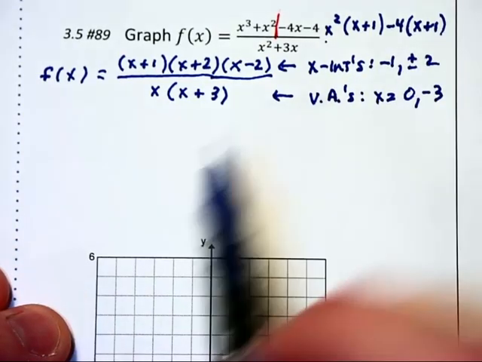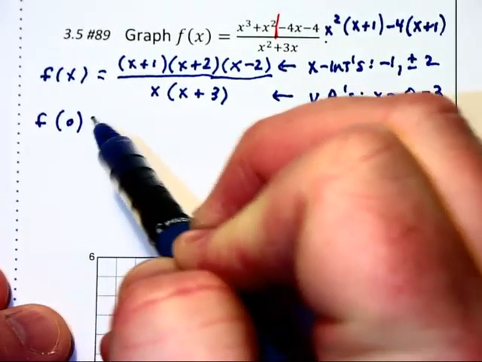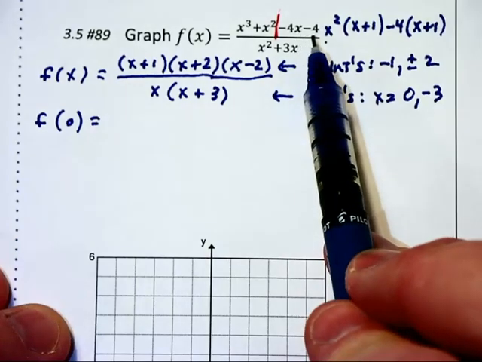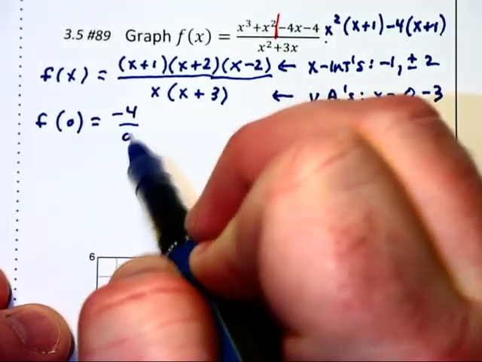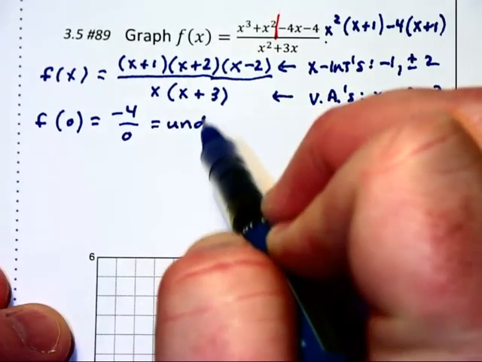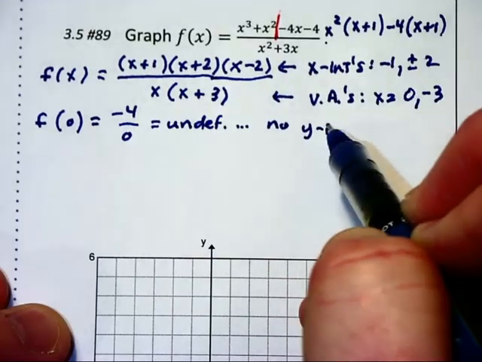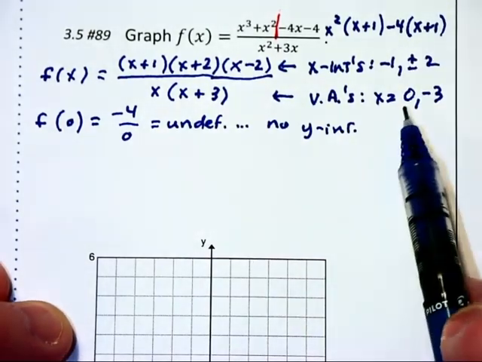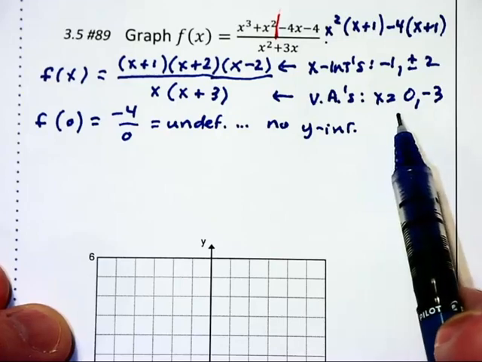We then look at what happens when we evaluate f at 0 to find the y-intercept. We notice the numerator is -4, but the denominator is 0, and that is undefined, and that tells us there is no y-intercept, which is consistent with having a vertical asymptote at x equals 0, which is the y-axis.